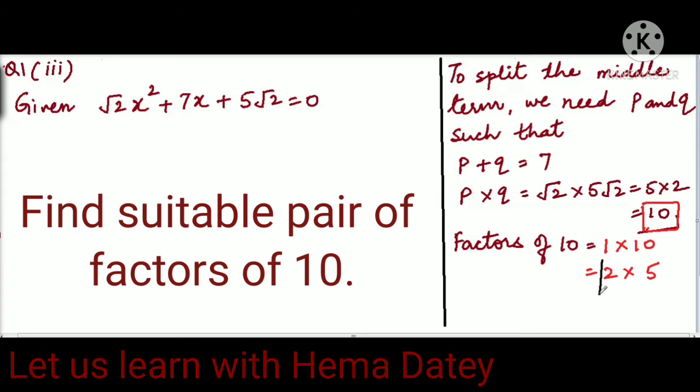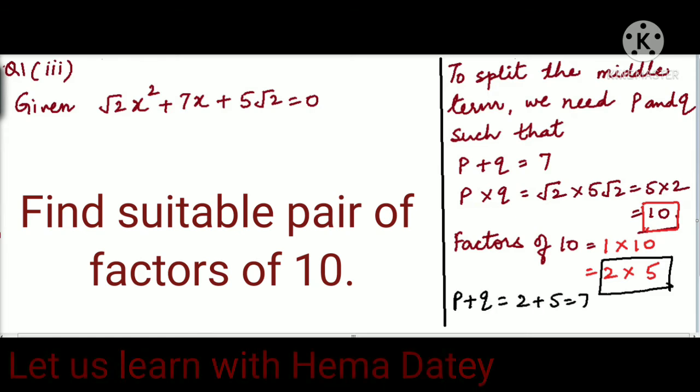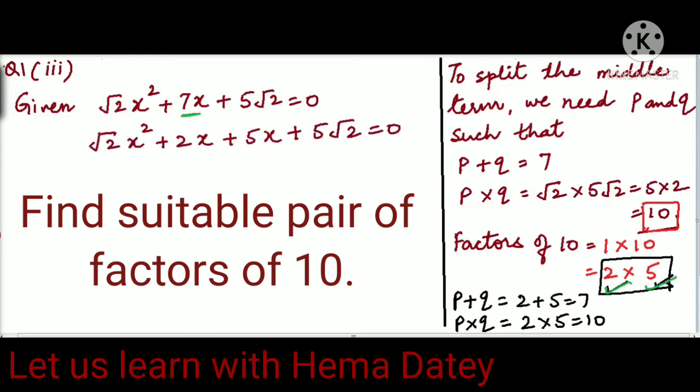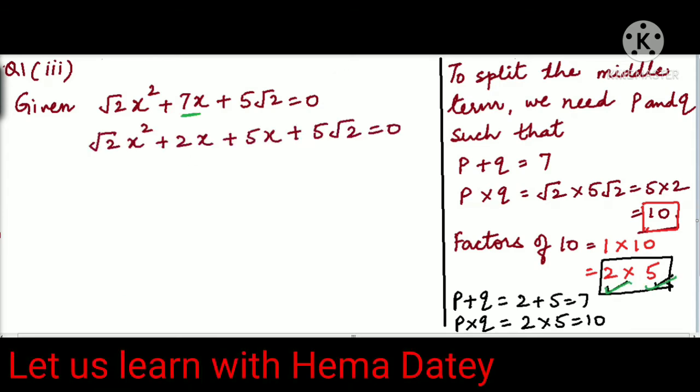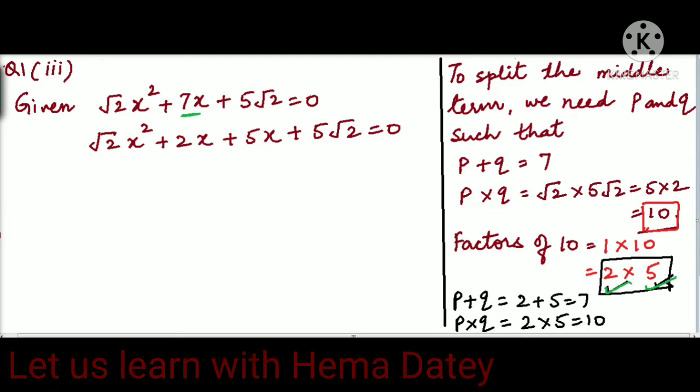Now we'll find factors of 10 to get the suitable pair of numbers. Factors of 10 are 1 × 10 and 2 × 5. 2 and 5 seem the suitable pair of factors. p + q, 2 + 5, is 7 and p × q is 2 × 5, that is 10. Now let's split the middle term 7x. √2x² + 2x + 5x + 5√2 = 0.